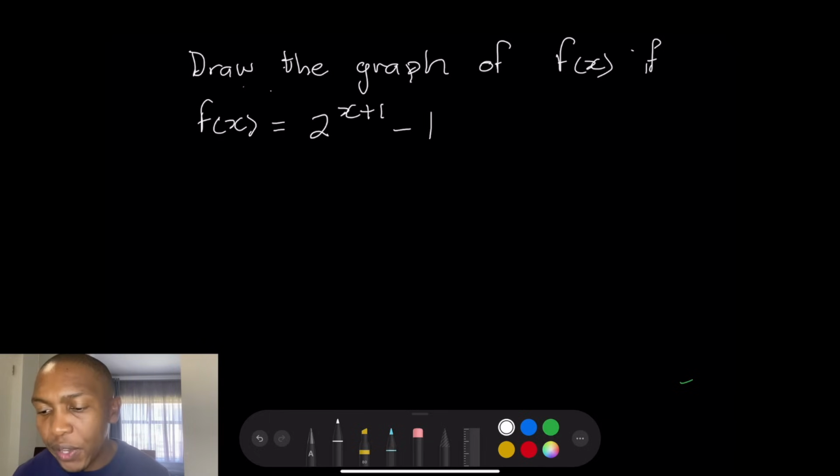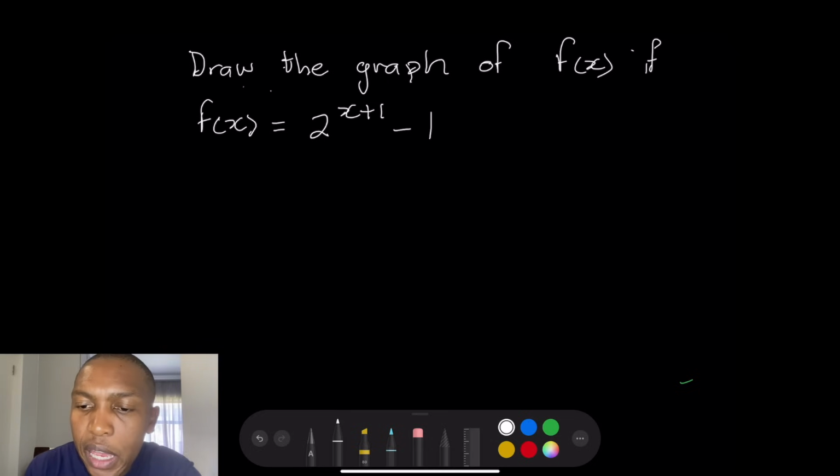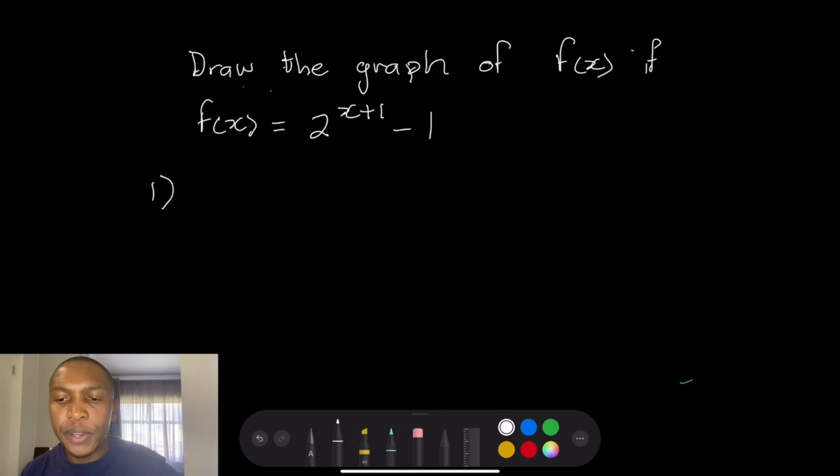Of course, we could have had a situation where we don't have shifts, but I want to include them now because the other graphs can be quite straightforward and simple. So now they say draw the graph of f of x if f of x is 2 to the power x plus 1 minus 1. The first thing that we're going to do is note what they've done. They've taken a graph, our base is 2, meaning that we know we are going to have a graph that increases as you move towards the right. But what have they done?